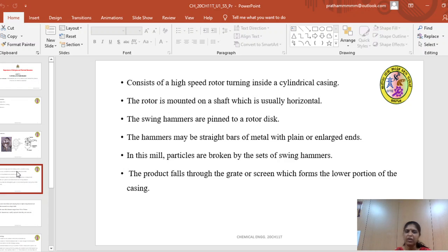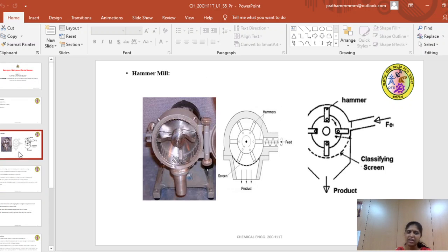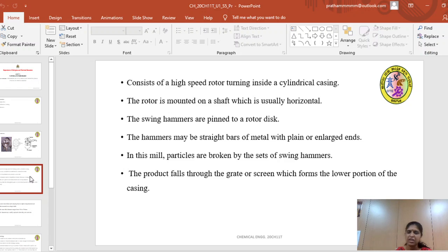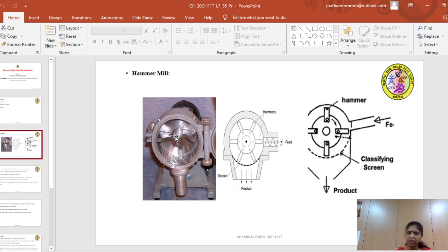So one by one we'll go. The hammer mill consists of a high speed rotor turning inside a cylindrical casing. This is the high speed rotor, which is mounted inside the cylindrical casing. The rotor is mounted on the shaft, which is usually horizontal.